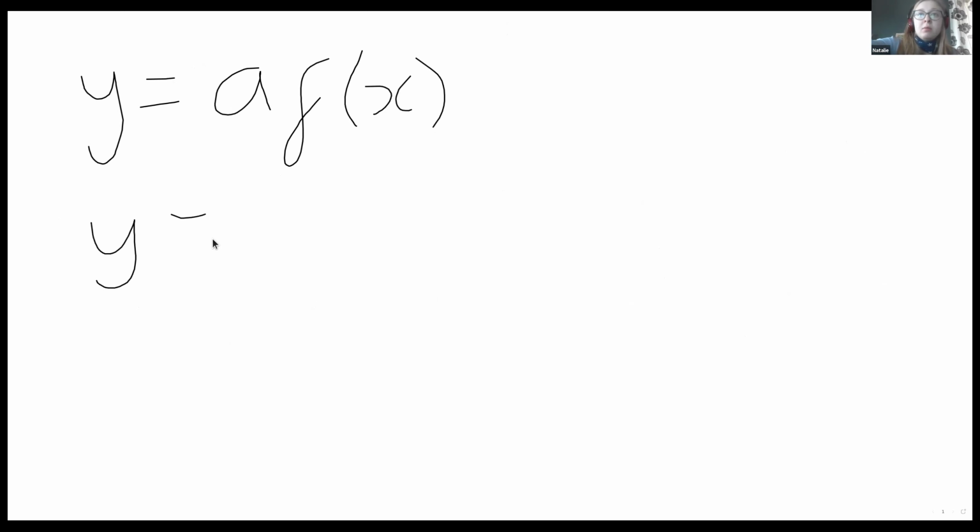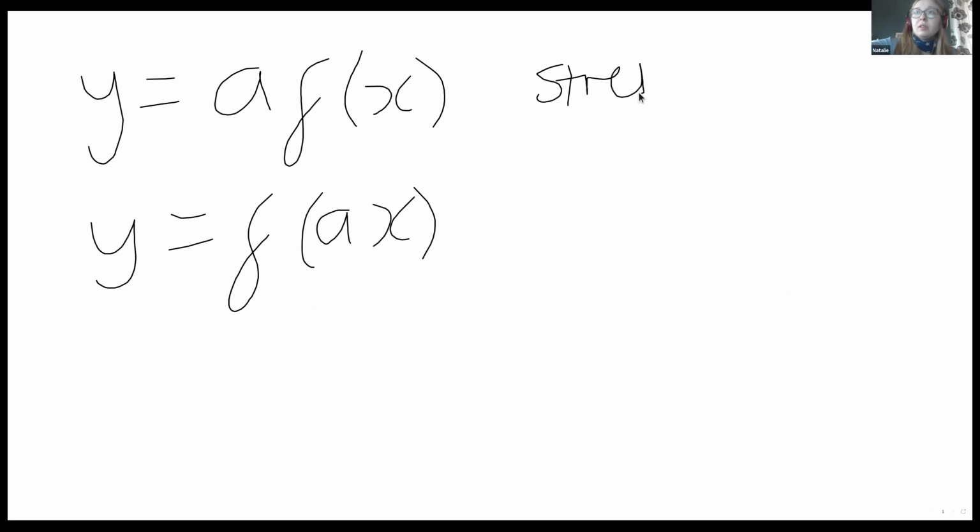Two more that we need to know are stretches. So if I have y is equal to a f of x, or y is equal to f of ax. Outside the bracket means it's y, so this is a stretch in the y direction by a. So it's going to make it longer. It's going to stretch my graph out. And we'll see this when we come to an example.